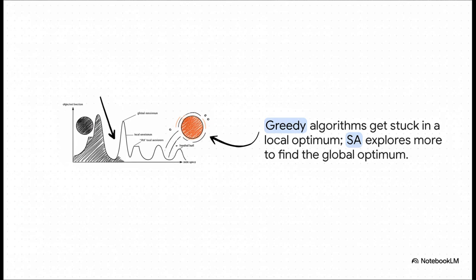That's like a super bouncy ball that's been heated up. It starts with so much energy that it can easily bounce out of those shallow valleys and keep exploring the whole terrain until it finally cools down and settles into the absolute lowest point, the global optimum. The difference is night and day.